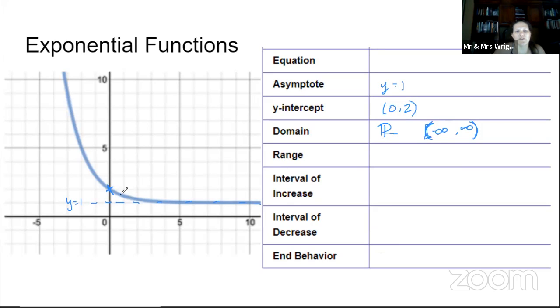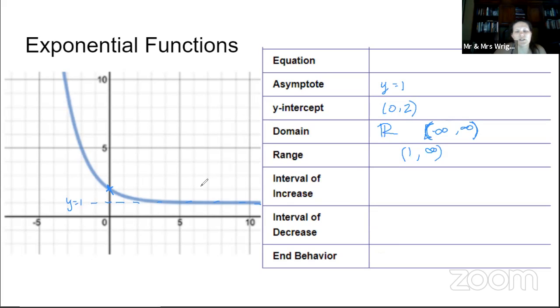Range, well, I know it can't go any lower than 1, and it goes on to positive infinity. So I know it's going to look something like this. My lowest value is 1. My highest value is infinity. And infinity can't be included, so it's going to go like that. And then can it include 1? No, it cannot. So it's going to be a parentheses as well.